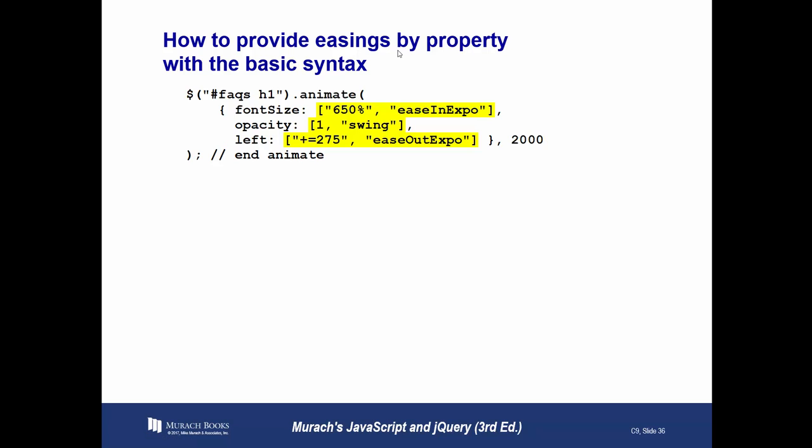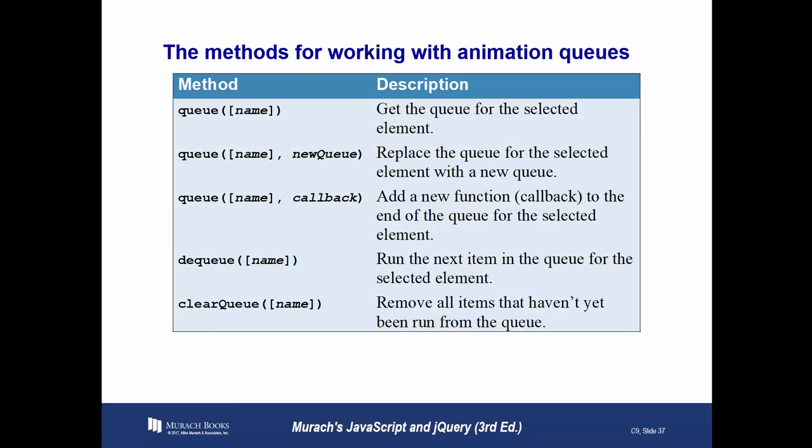The name parameter in the methods for working with queues isn't needed for the default queue. It's only needed for any custom queues that you create.